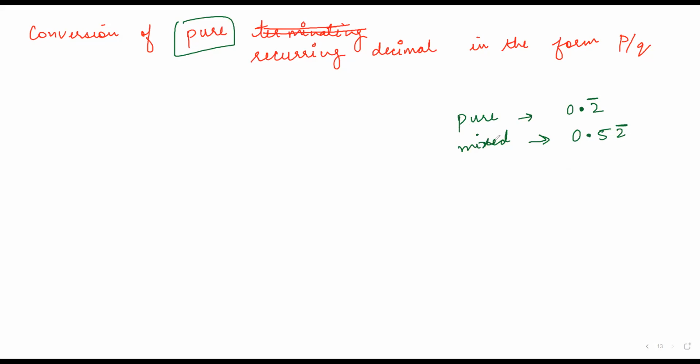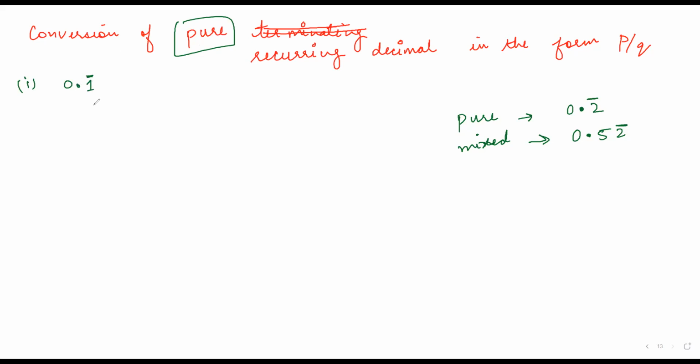So we will take up both the examples. If I'm given a pure recurring decimal, how will I convert it? If I'm given a mixed recurring decimal, how will I convert it? Fine? Okay. So let us take some examples of pure and let me show you how to do it. The first example I'm taking is 0.1 bar. So this is a pure recurring decimal. Understood?